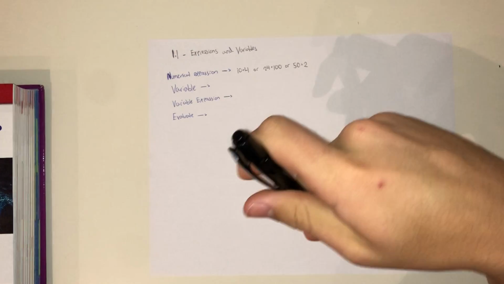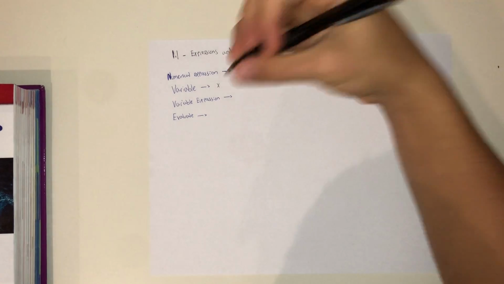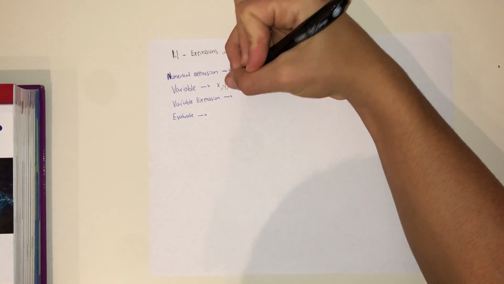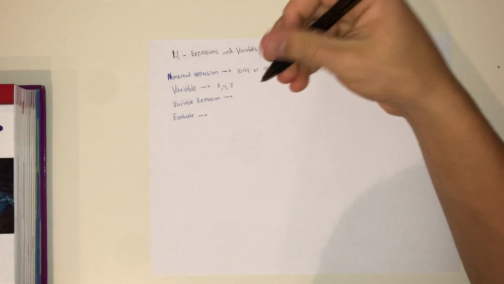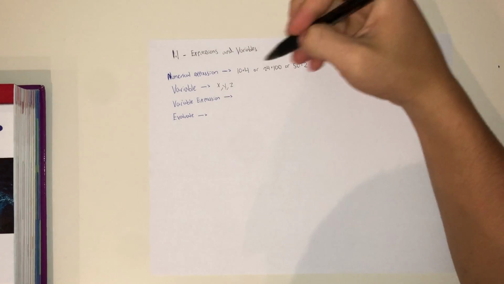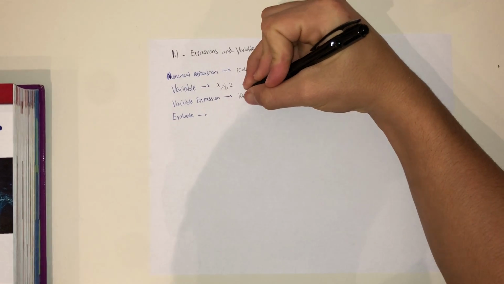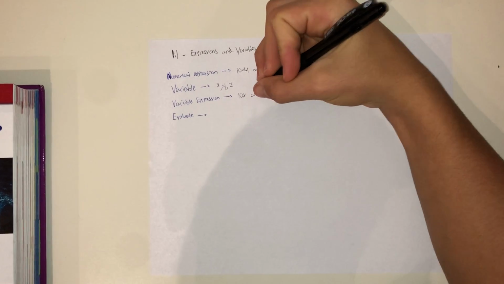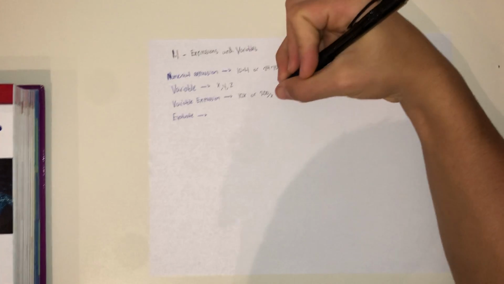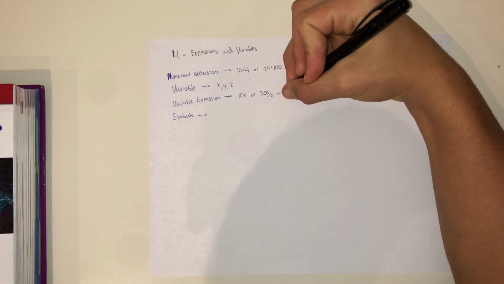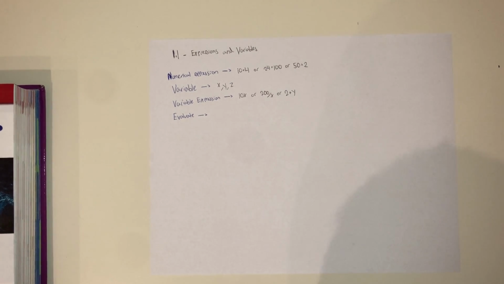A variable represents an unknown number. So x is usually what we use, y, z, to represent numbers that we do not know. So a variable expression is like a numerical expression except one of the numbers is unknown, a variable. So 10x, 10 times x, or 200 divided by x, or 2 plus y. That's a variable expression.